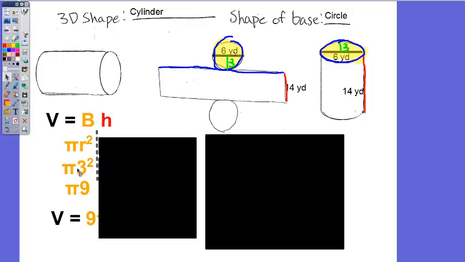Now we need the area of the base. 3 squared, 3 times 3, is 9. So 9 pi is the area of my base. I'm going to leave pi in my answer for now. This base is a circle.